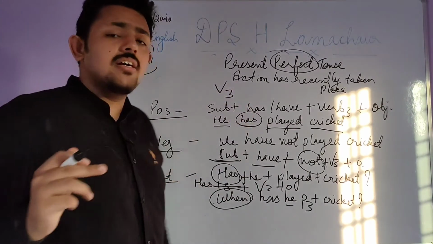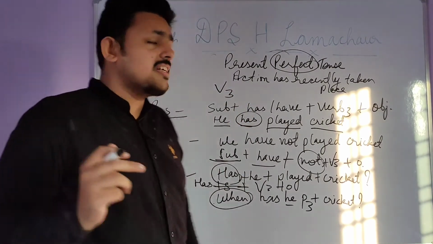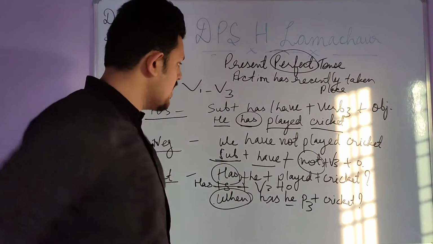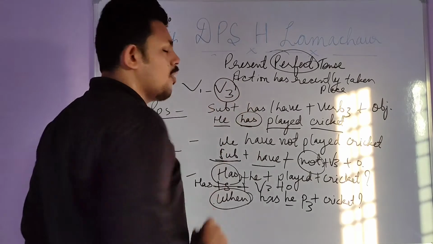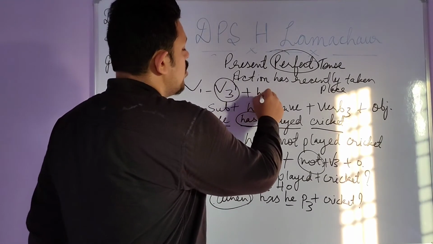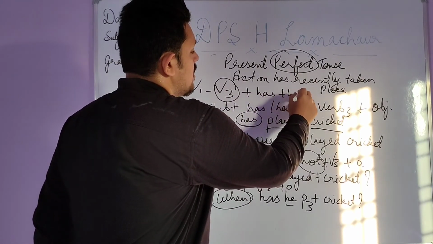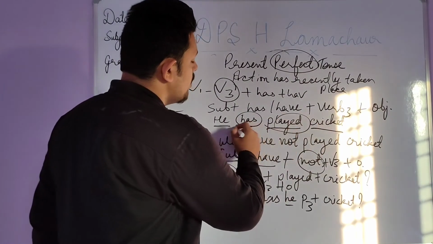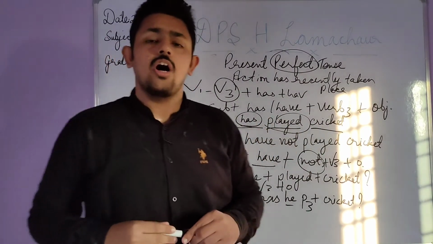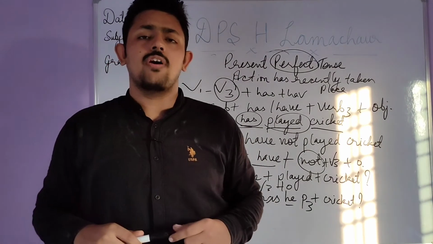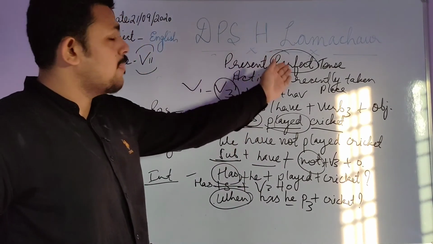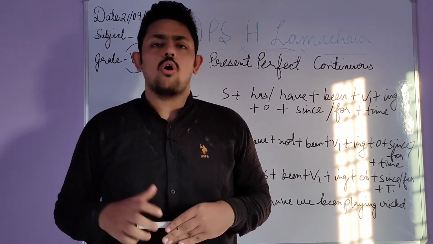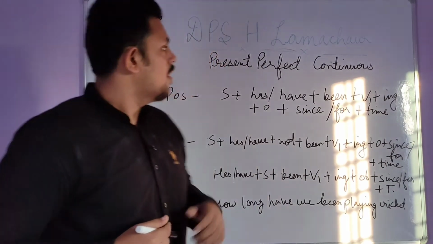In the present continuous and the simple present tense, we were using the first form. Now in the present perfect, we use the third form of the verb with has or have. He has played cricket. Before the third form of the verb, we put has or have. Now we are moving to the last part of our video, that is present perfect continuous tense, the last form of the present tense.